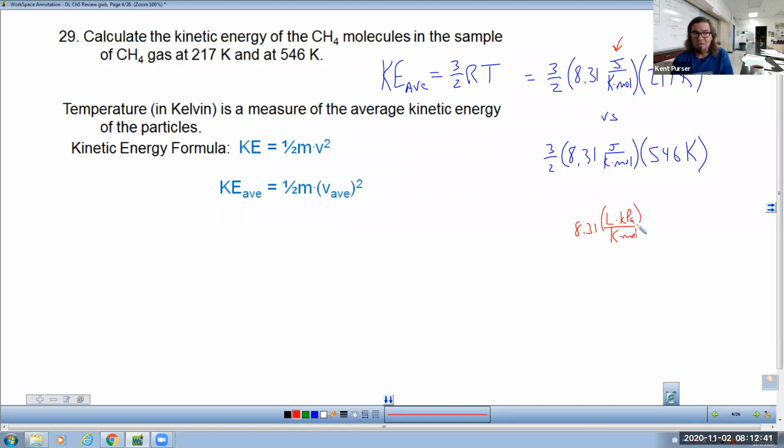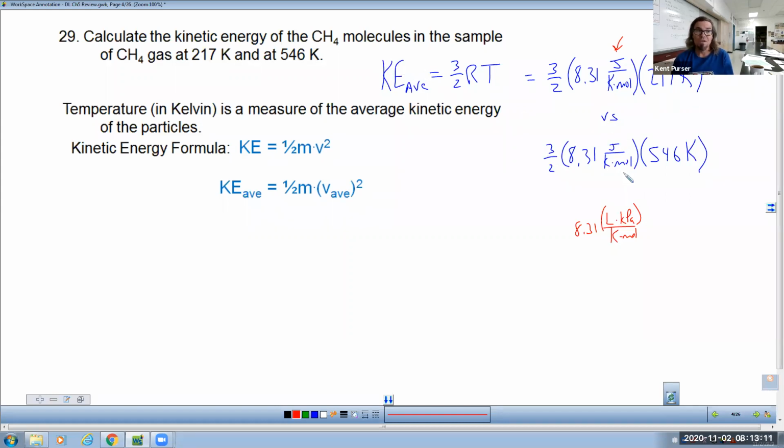But it turns out something that we don't need to know, but in case you see it, I don't want you to be bothered by it, is that a liter times a kilopascal actually multiplies together in a physics formula to equal a joule. That makes our kinetic energy come out to be joules per mole once you do the math of this problem. So it's saying that the amount of energy per mole of methane molecules is such and such.